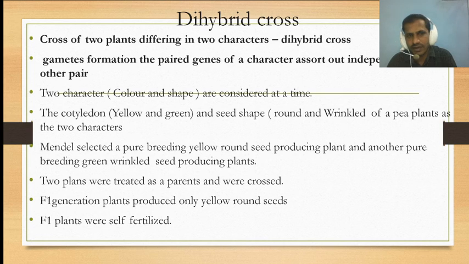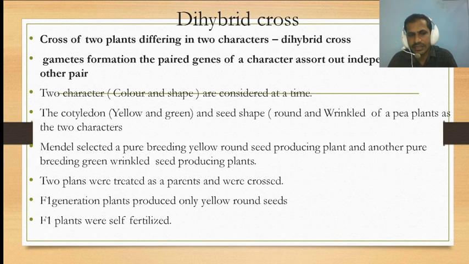During gamete formation, the paired genes of characters sort out independently of one another. So there are two characters, color and shape. The color and the shape are considered at a time.